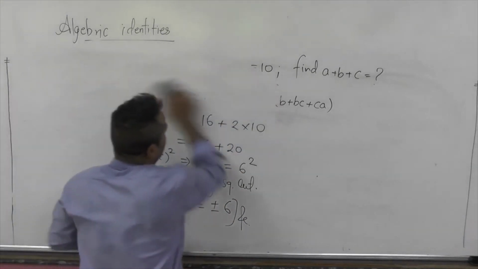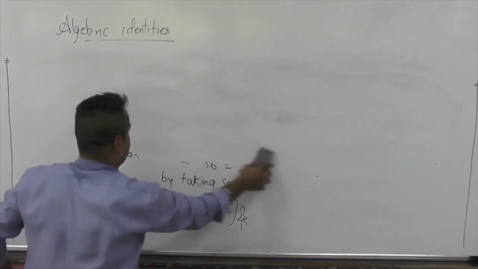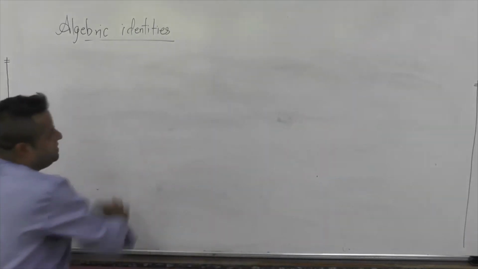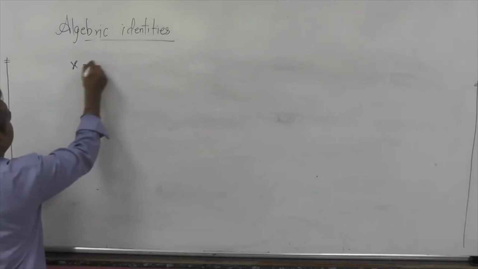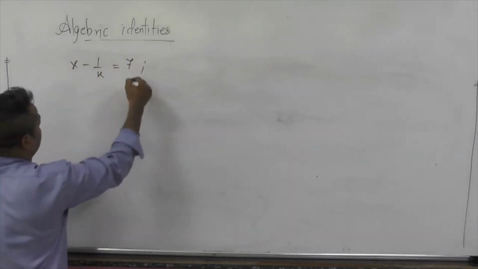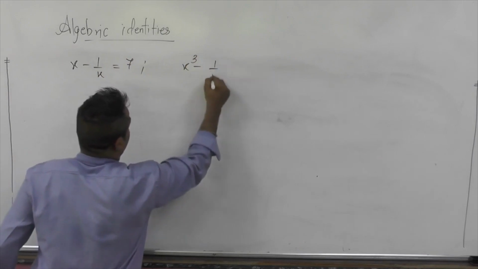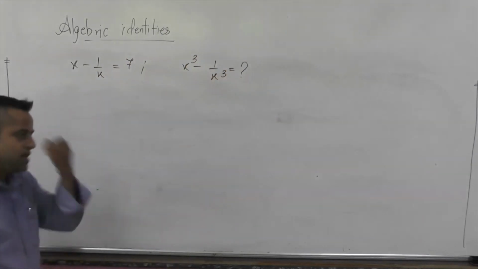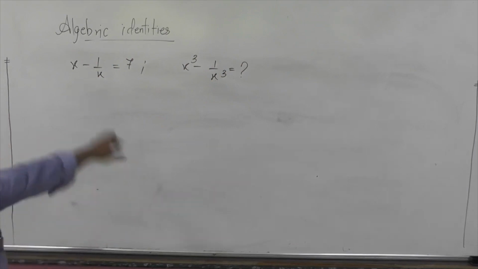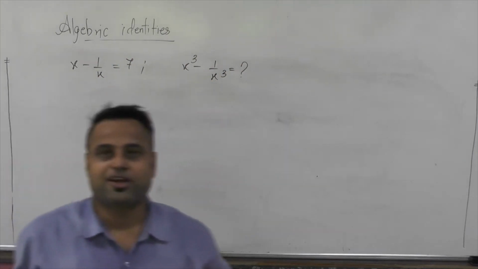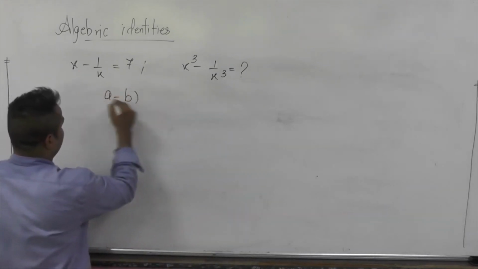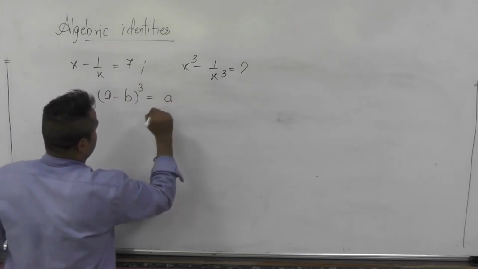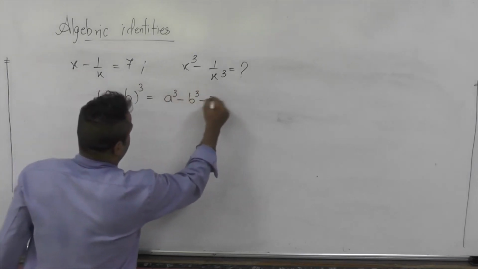Now we are moving on to cubical identities. In cubical identities, there are also some questions like x plus a, x plus b. Now I am taking here x minus 1 by x equal to 7. We need to find x cube minus 1 by x cube. Now see how to find the value. Here a minus b is given, so it's obvious that we need to apply the cubic formula for a minus b whole cube. If you remember, this formula is a cube minus b cube minus 3ab times (a minus b).